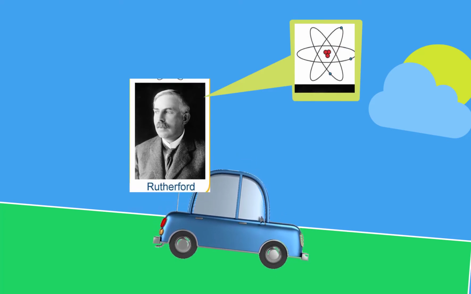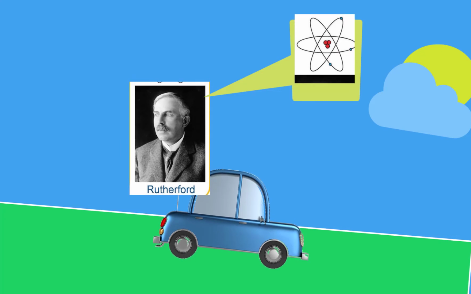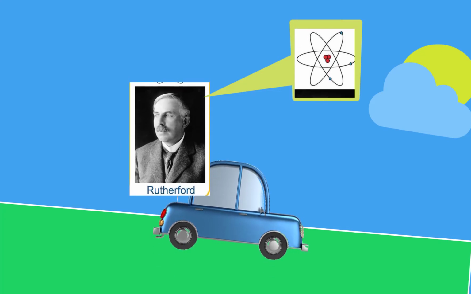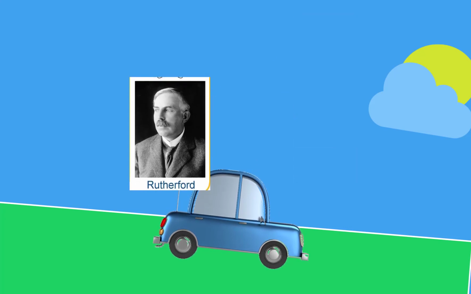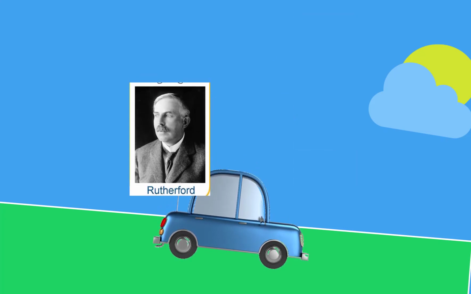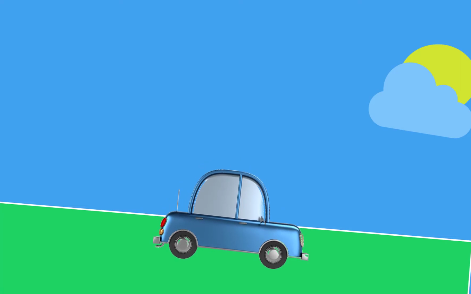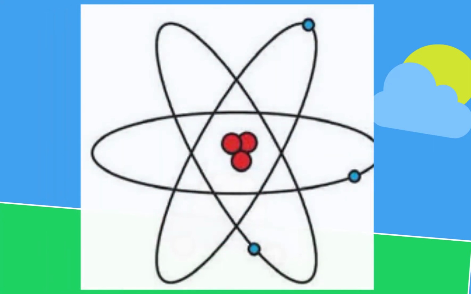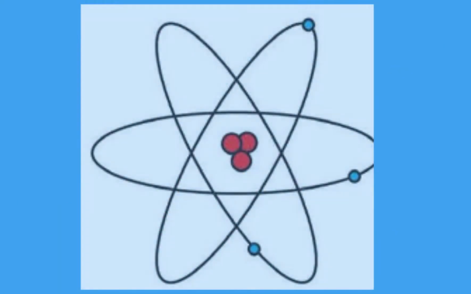Rutherford found that the electrons, the negative charge, are outside, and the positive charge is in the nucleus, but there is also an empty space in the atom. Here is a picture of Rutherford's theory: the electron is small and rotates around the positive charge in the nucleus, and there is an empty space.